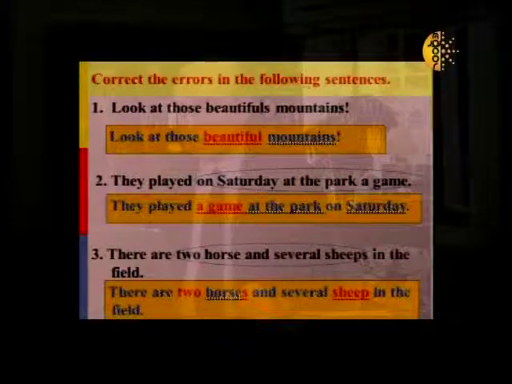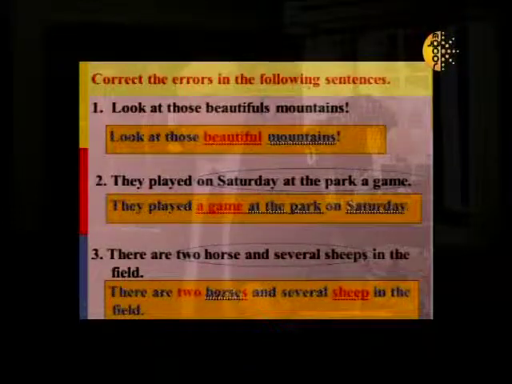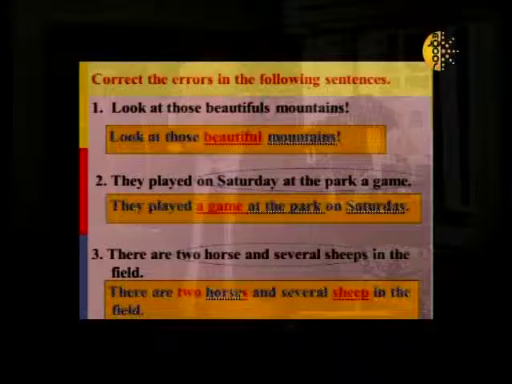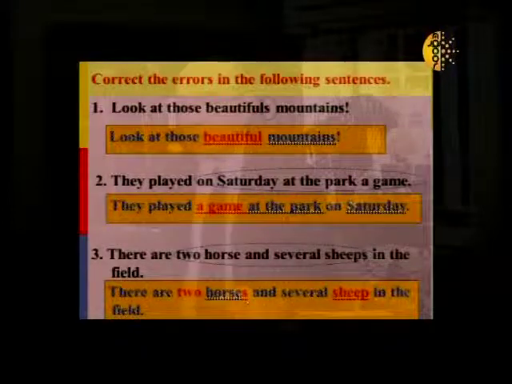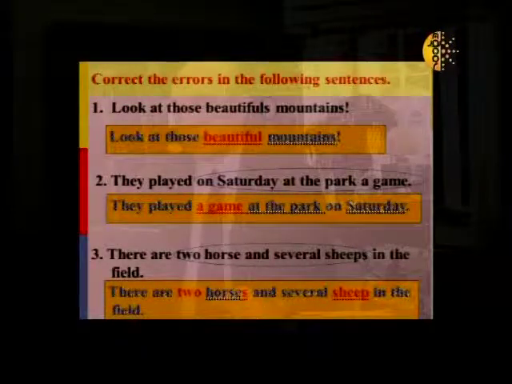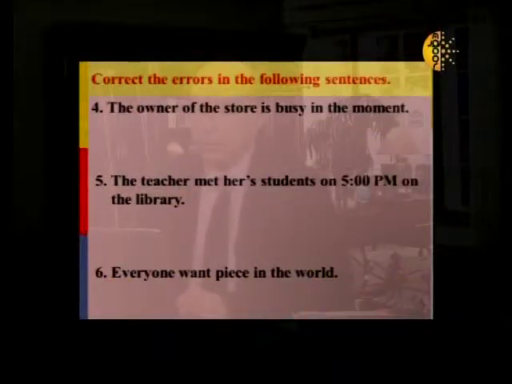There are 2 horses and several sheep in the mountain. Here is the rule of what? Plural and singular. So 2 horses, but several sheep. Sheep doesn't have plural form. 3 more sentences. The owner of the store is busy in the moment.